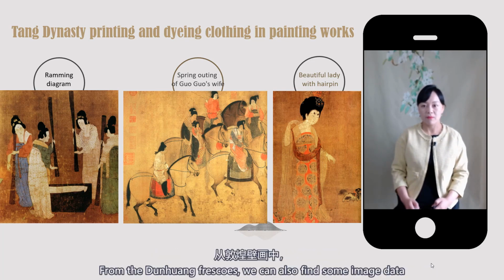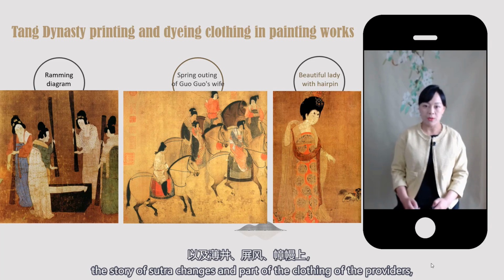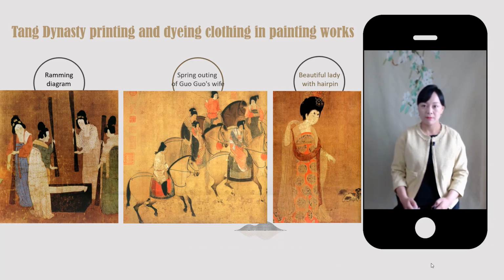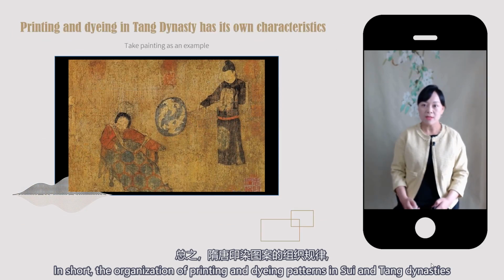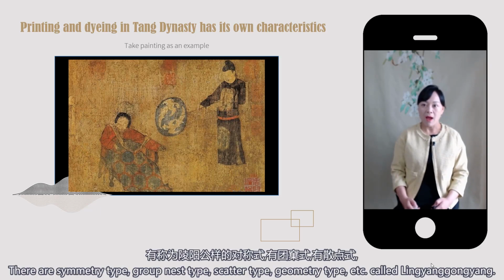which is the basic style of the Tang Dynasty's green-blue bandeau dress. From the Dunhuang frescoes, we can also find some image data on the clothing of Buddha and Bodhisattva, the sutra change stories, and part of the clothing of the donors, as well as thin veils, screens, and curtains. In short, the organization of printing and dyeing patterns in Sui and Tang dynasties is basically the same as silk weaving. There are symmetry type, group nest type, scatter type, geometry type, etc., called Lin Yang Gong Yang.